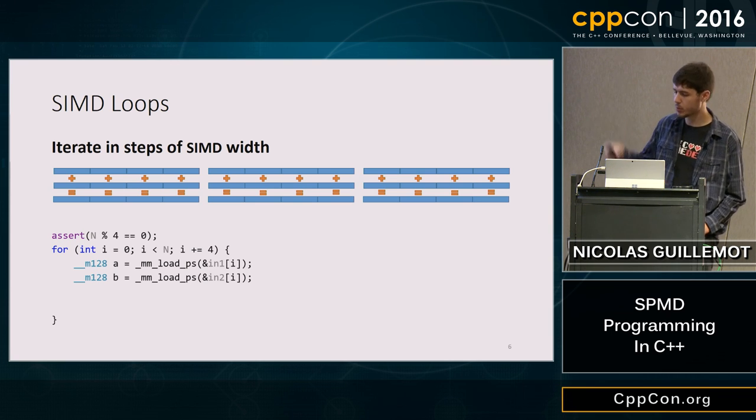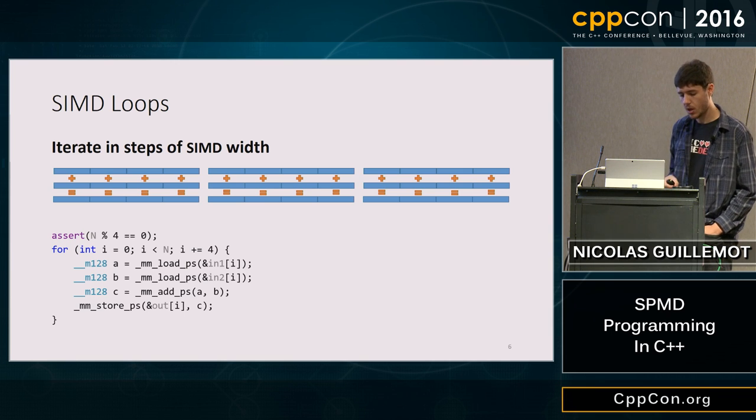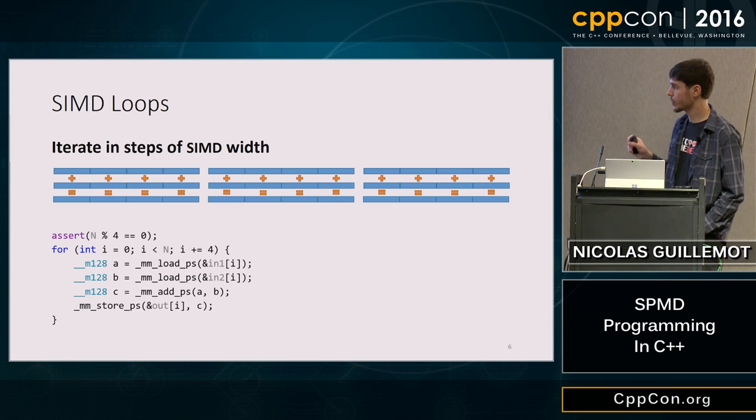So we've got two arrays, input one, input two. Then perform the addition, just the same way as the last slide. And finally, store back the results to memory using the store ps instruction, which will write it to the output array. So it's as simple as that.